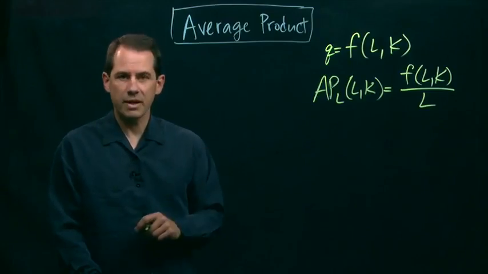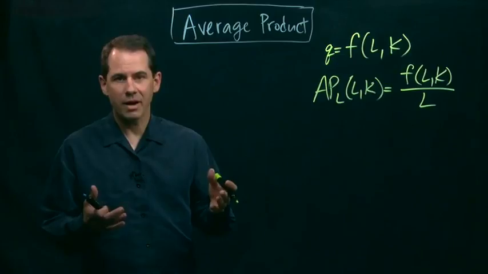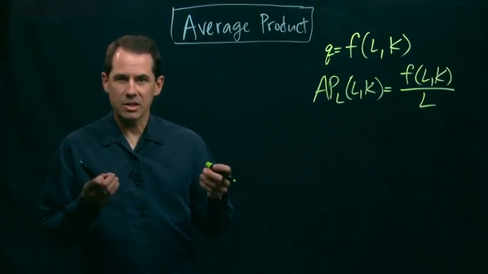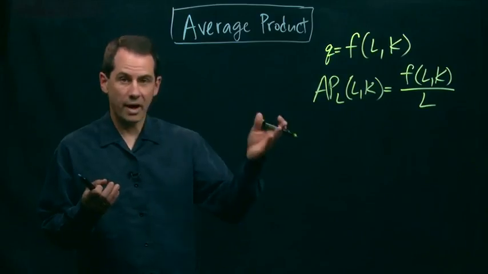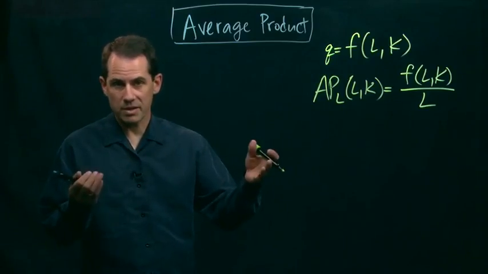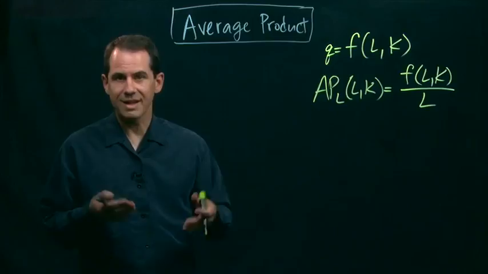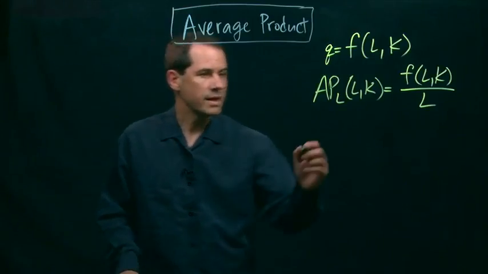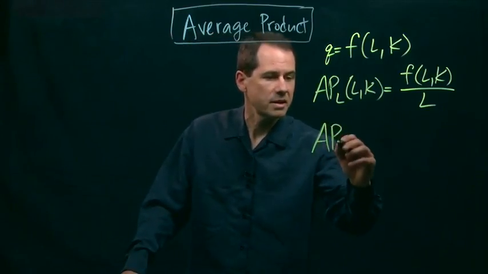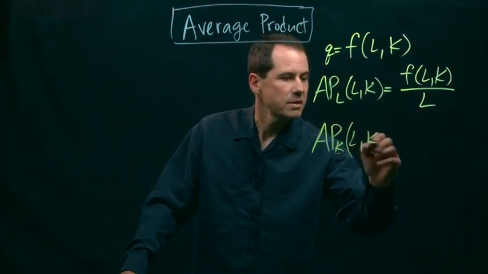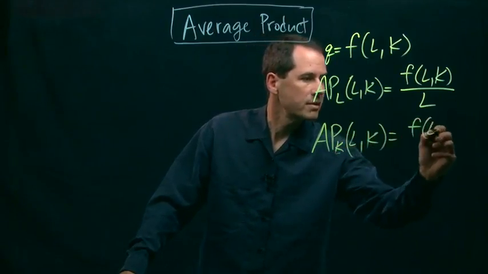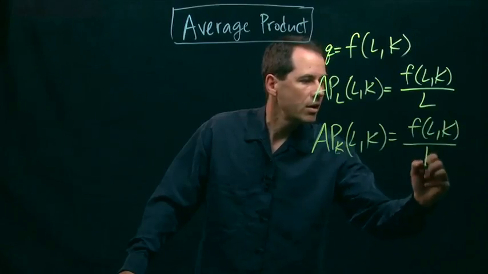Then average product of labor is simply the average amount of output that each person accounts for in the production process. So it's 100 over 10. Or in other words, on average, each person is producing 10 units. Likewise, average product of capital equals total output, F of L, K, over K.